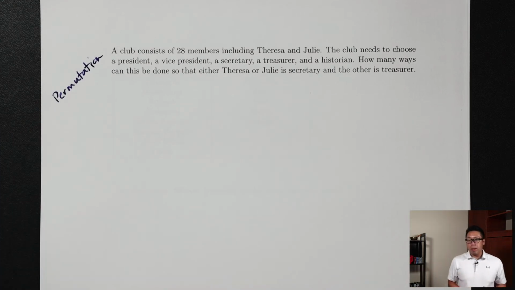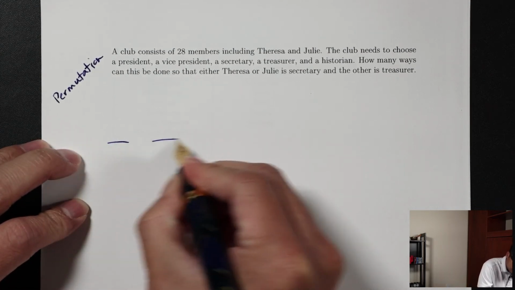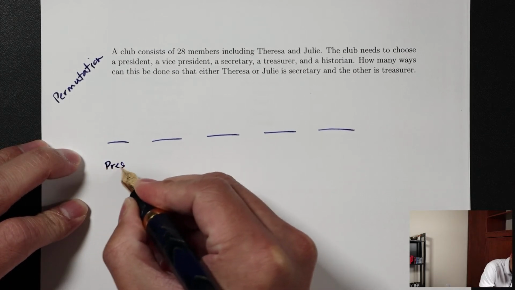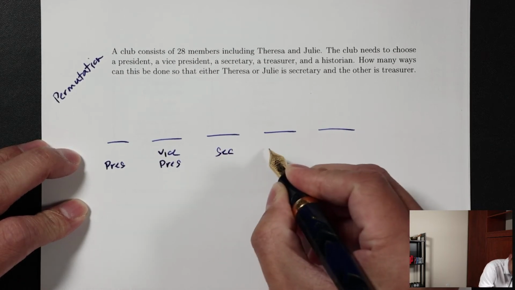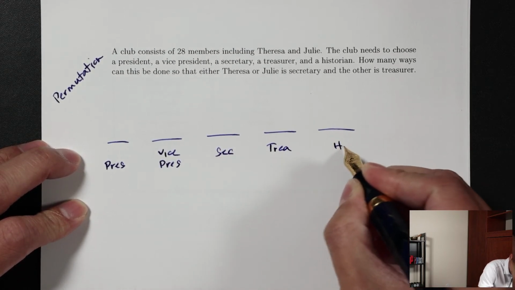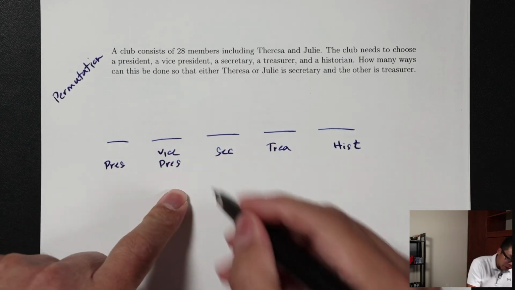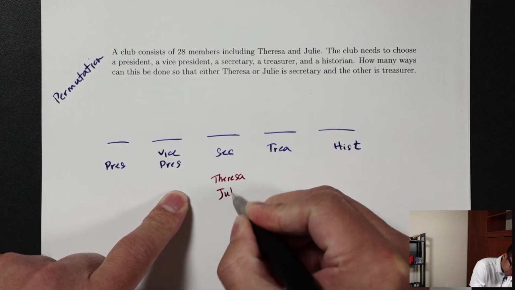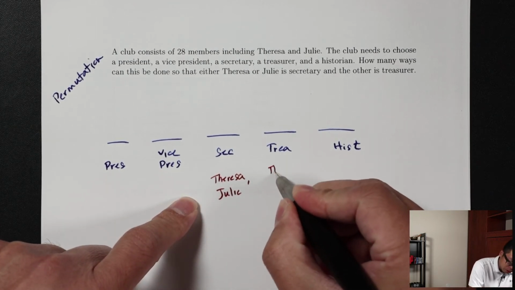How many blanks do I need? I need a blank for each job. So one for president, vice president, secretary, treasurer, historian. So the first blank will be president, vice president, secretary, treasurer, and historian. Now it does say that I want either Teresa or Julie as secretary, and the other treasurer. So treasurer will be either Teresa or Julie also.